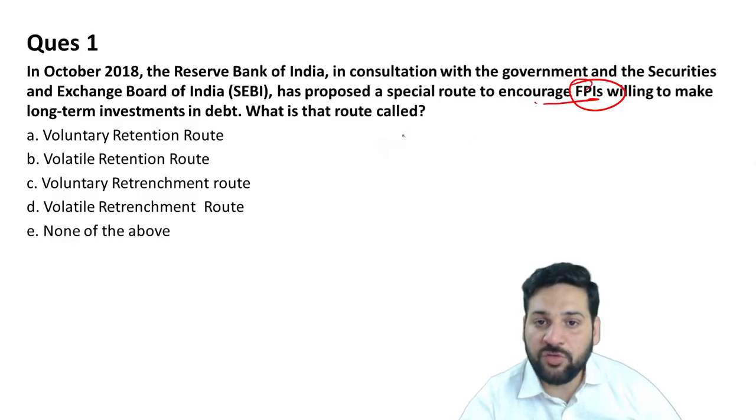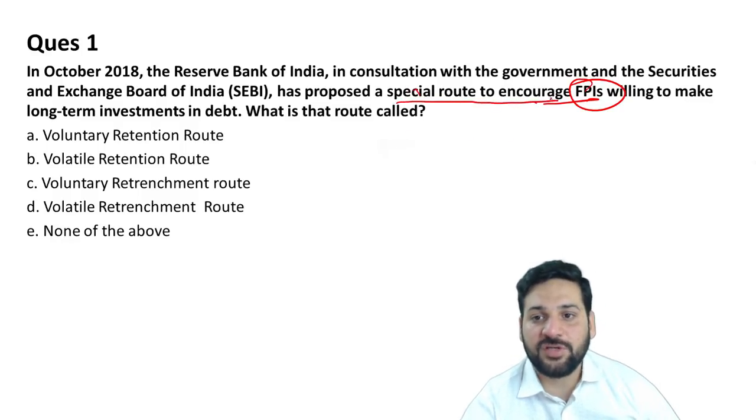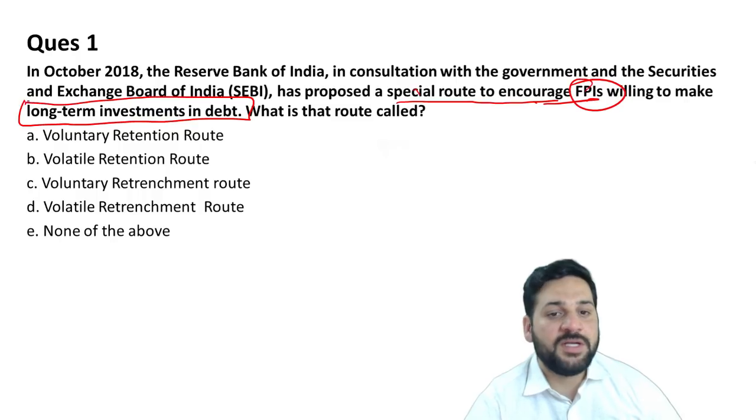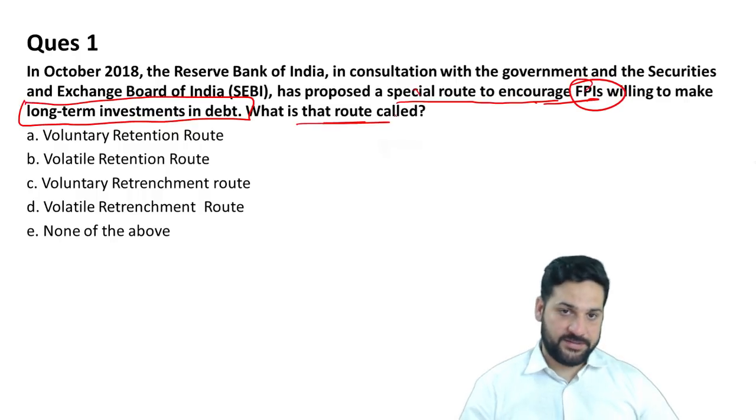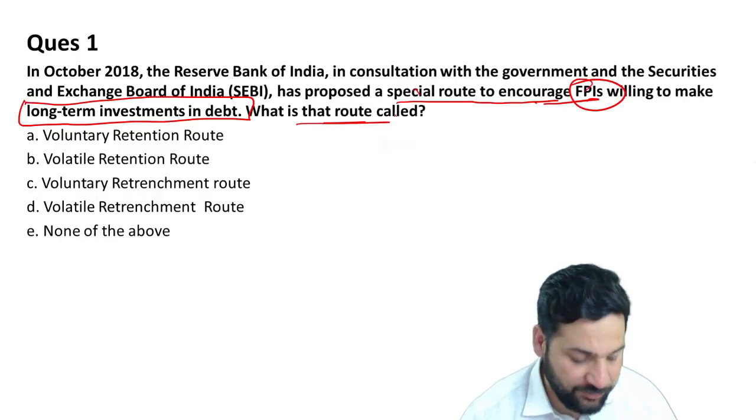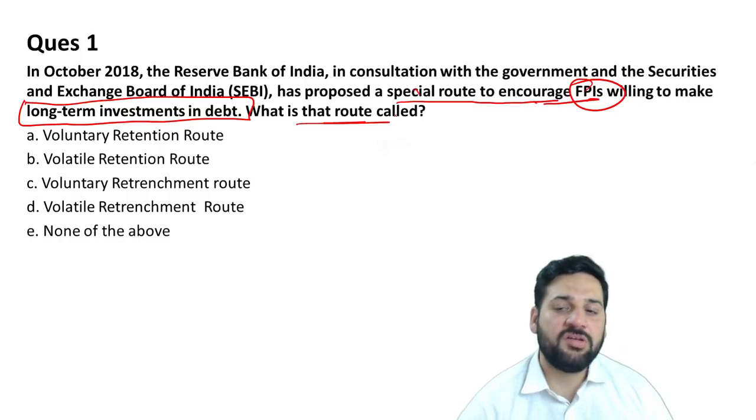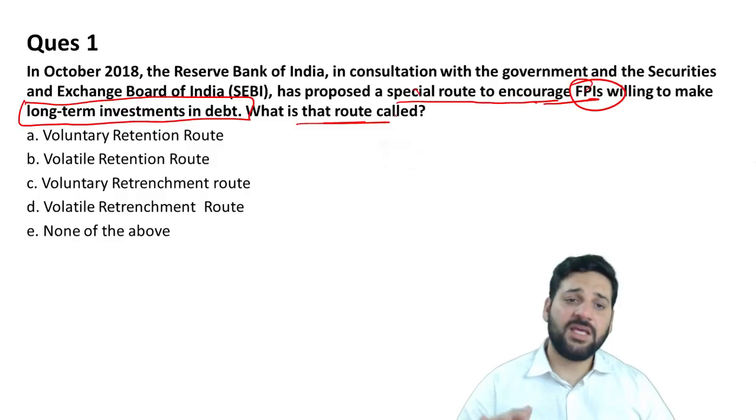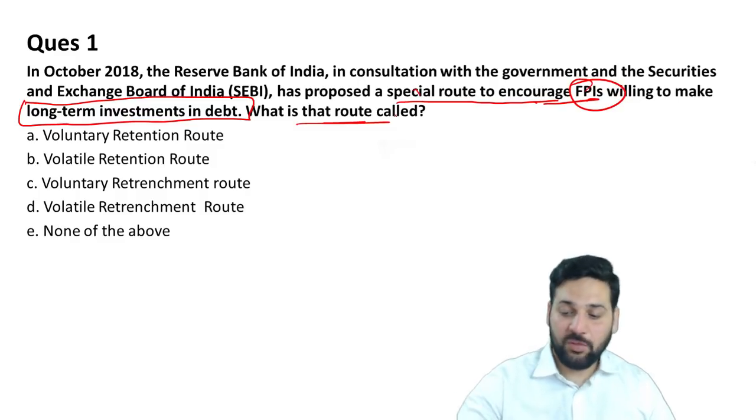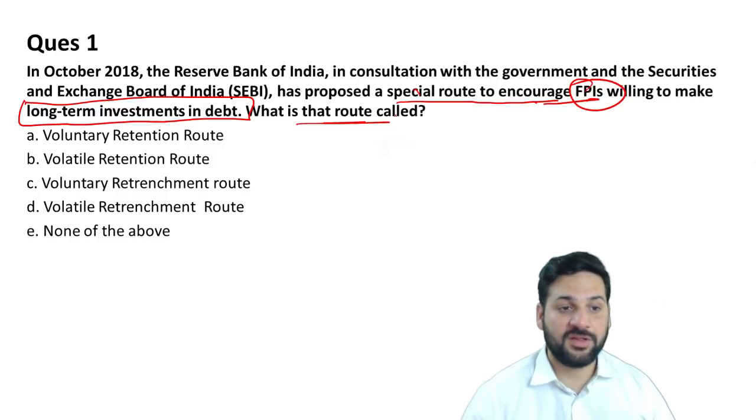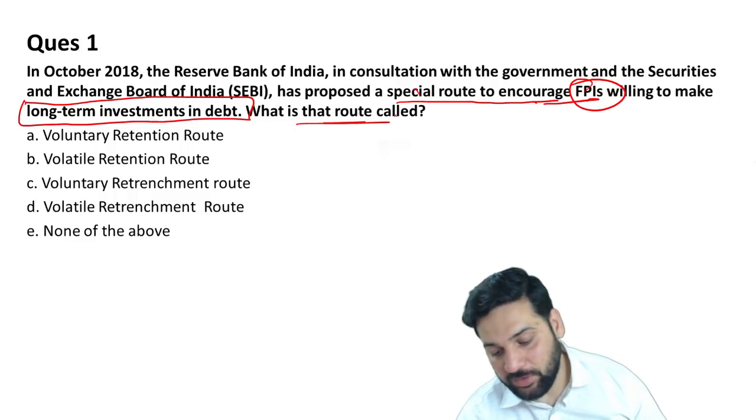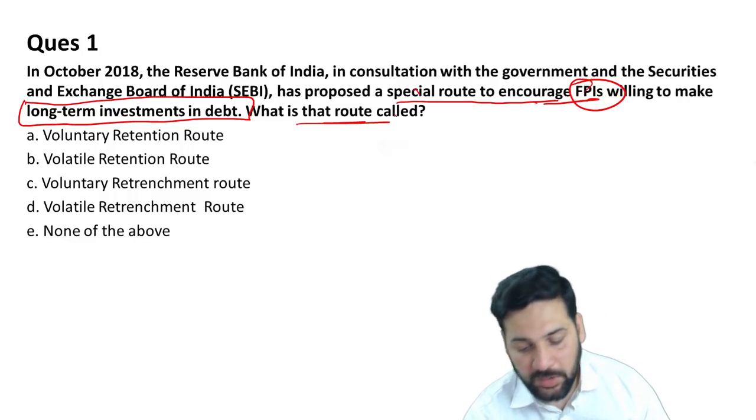Then a new special route is encouraged for the FPIs willing to make long-term debt investment. What is that route known as? There are some conditions for this route, but you just need to tell me the name of that route. This is an easy question because I'm not asking you the conditions of this VRR route.